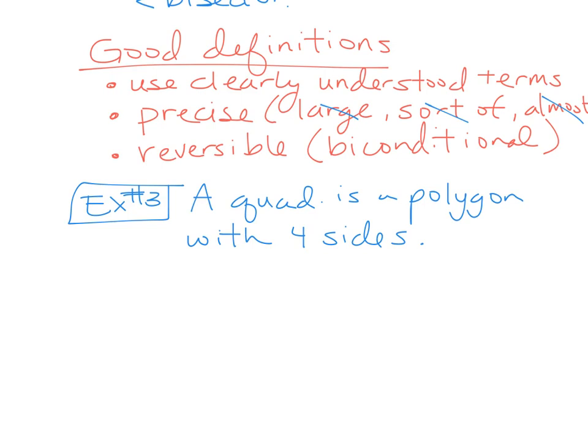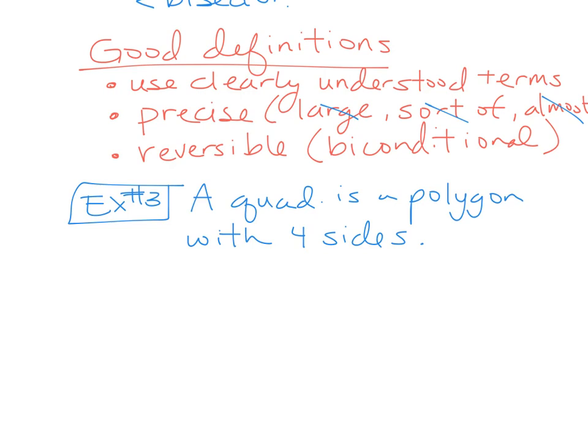The converse, well, first of all, is that true? Yeah, that's true. If it's a quadrilateral, it's a polygon with 4 sides, okay? Reverse it: if a polygon has 4 sides, then it is a quadrilateral. Is that true? Yes, both of those are true. So if you can reverse it like that, that means this is great. We like it. It's a good definition.